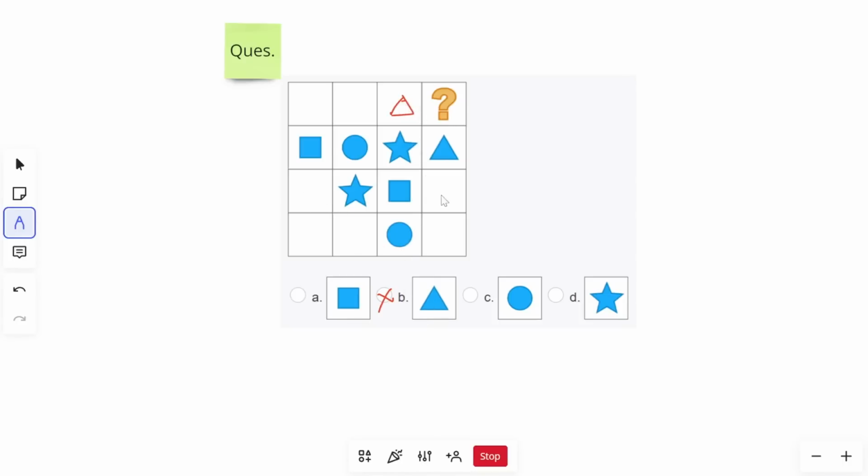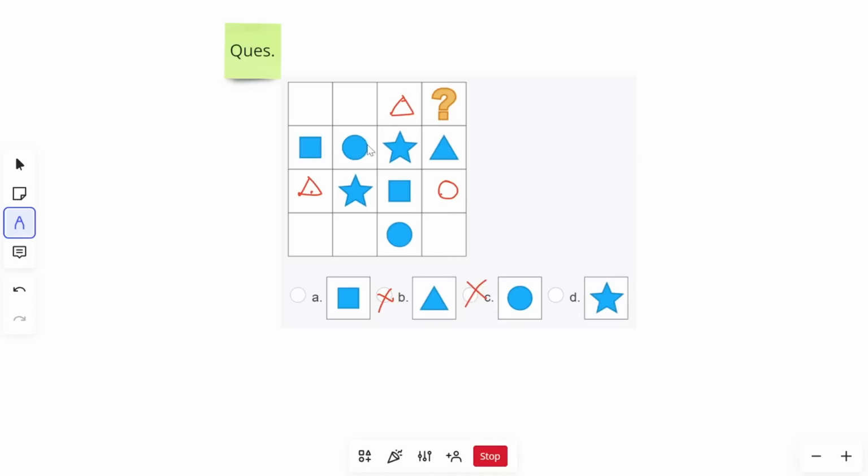Now let's try to fill these two empty boxes. What can come here? Already star is there and square is there, so what is left is circle and one more triangle. Triangle cannot come here because triangle is already coming in this column, so triangle will go here and circle will go here. Now we can even eliminate circle from our options because circle is coming in the same column, right?